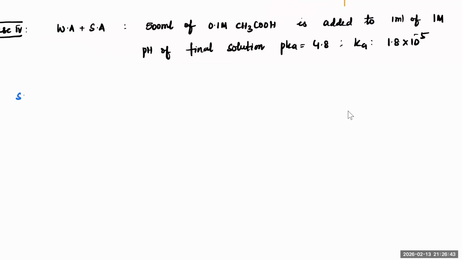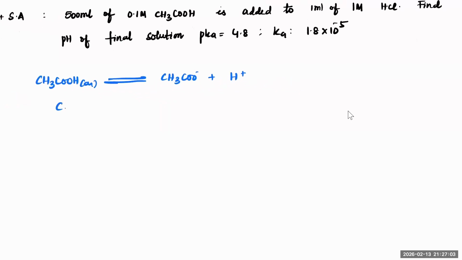Now, let's see how we can solve this. In such a case, there is a concept of common ion you have to use. Now, notice CH3COOH aqueous is ionizing into CH3COO minus and H plus. Correct? Initial concentration here, let this be C naught, and I'll put this in terms of number of moles. So I have 500 into 0.1 molar initially. Okay. But already there is an H plus ion concentration which is 1 ml into 1 molar. Correct? 1 ml into 1 molar is already present.